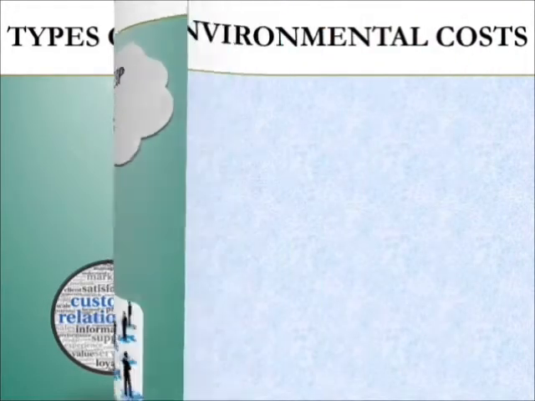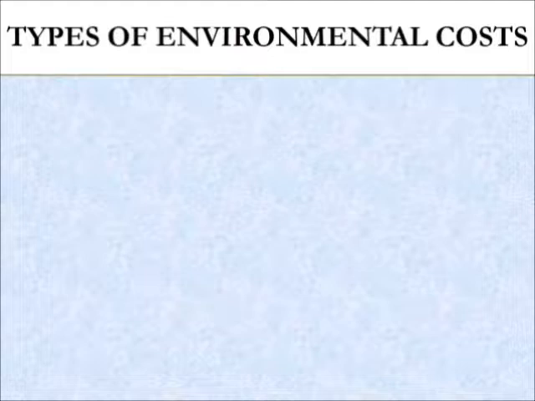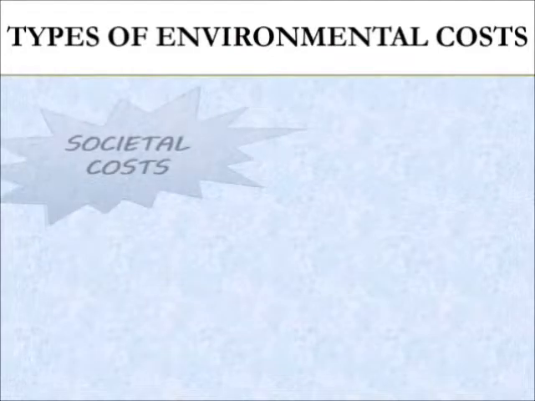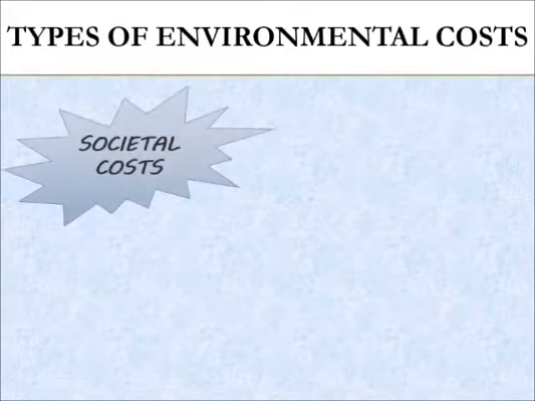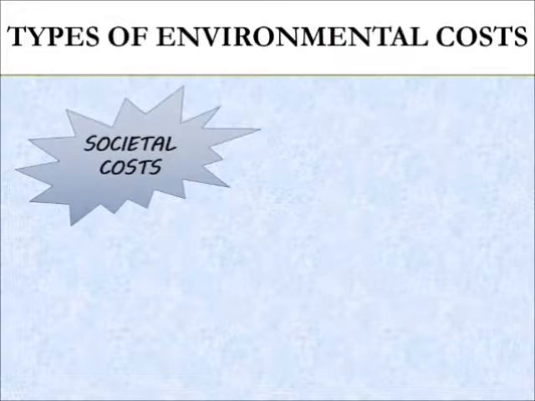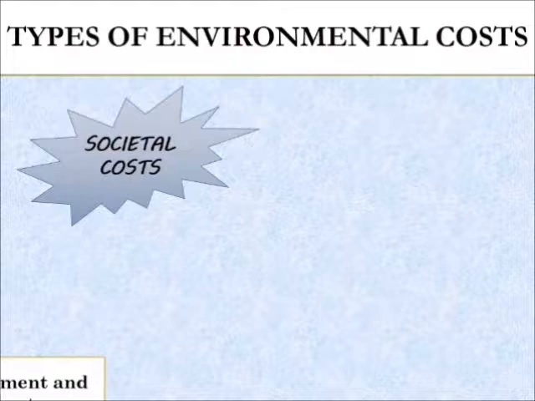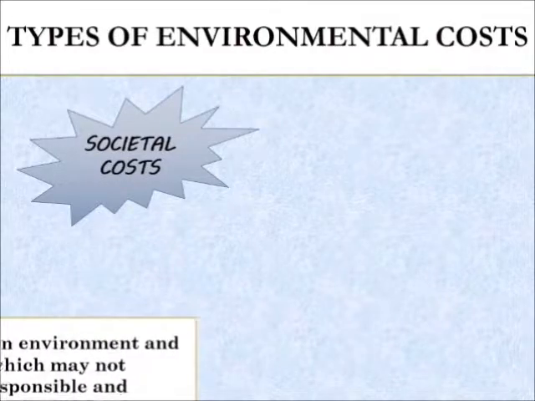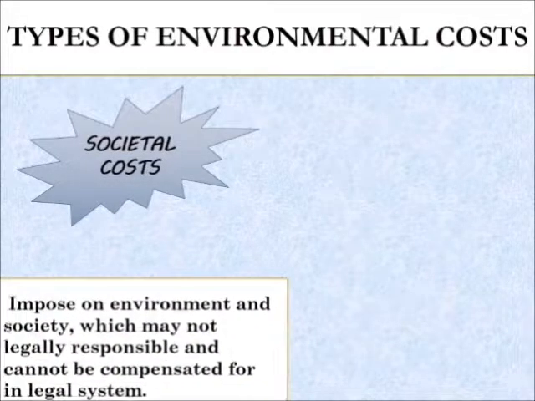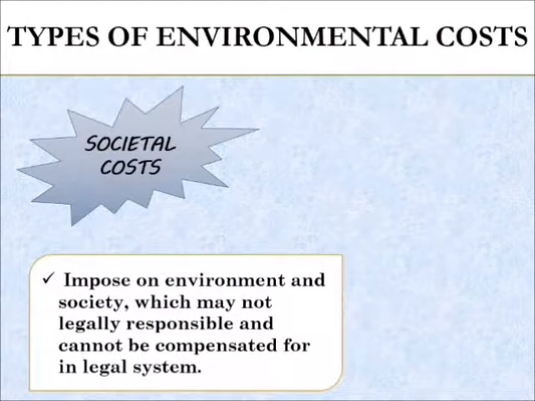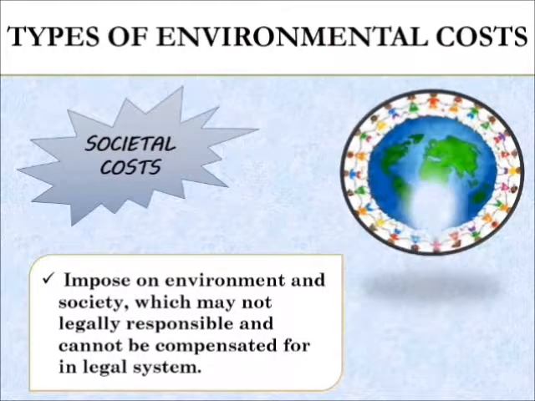The last type of environmental cost is societal cost. This cost is the cost imposed to the society and environment by the organization. However, the society and environment cannot be compensated for the societal costs as the organization may not be legally responsible according to the legal system.